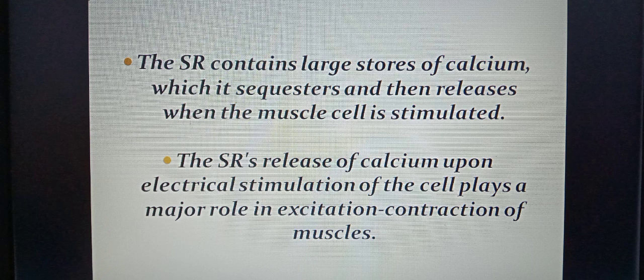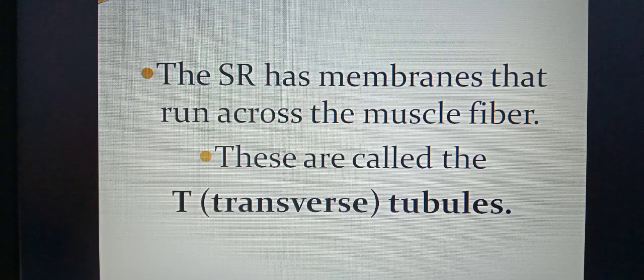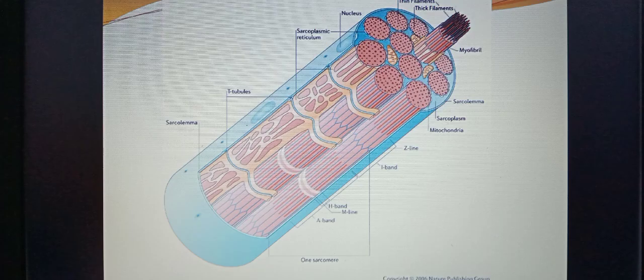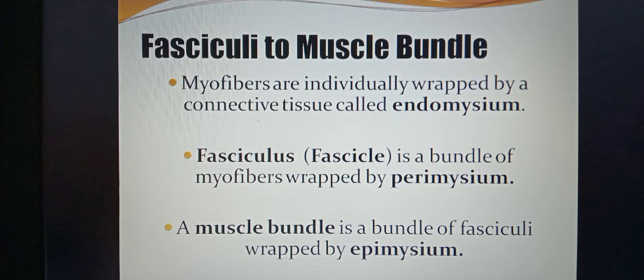The SR's release of calcium upon electrical stimulation of the cell plays a major role in excitation-contraction coupling of muscles. The SR has membranes that run across the muscle fiber, and these are called the T or transverse tubules. T-tubules are made up of tubes, but they shape like the letter T. We have here an image of a sarcolemma that contains T-tubules.